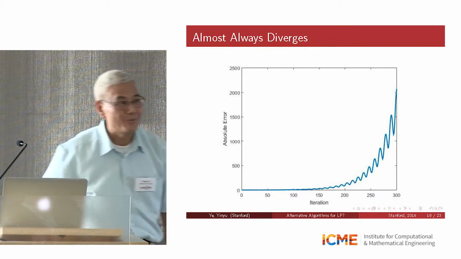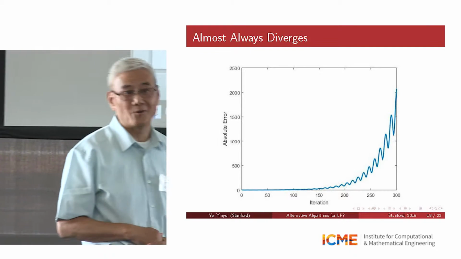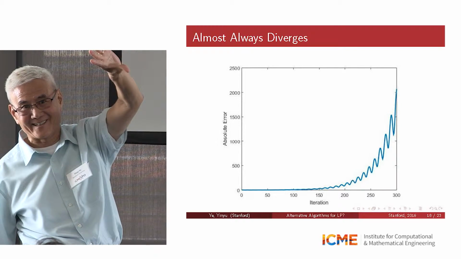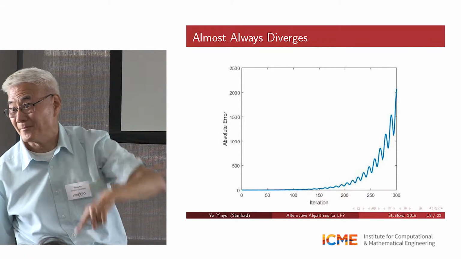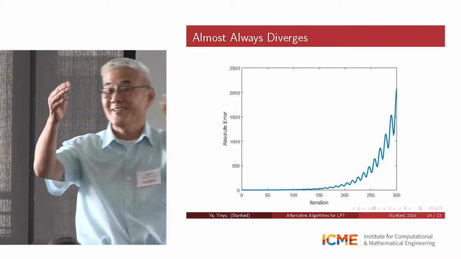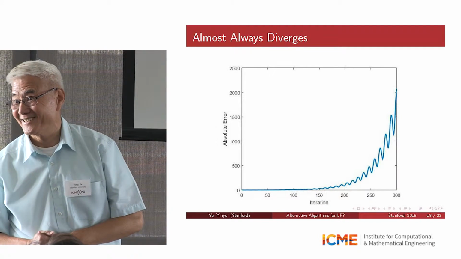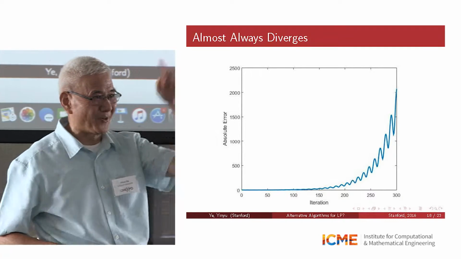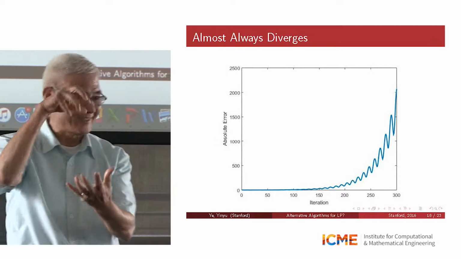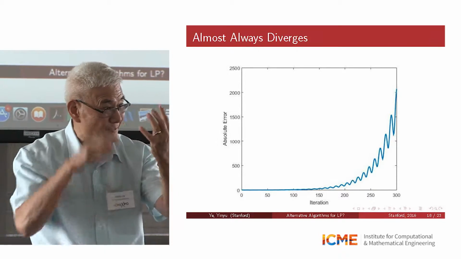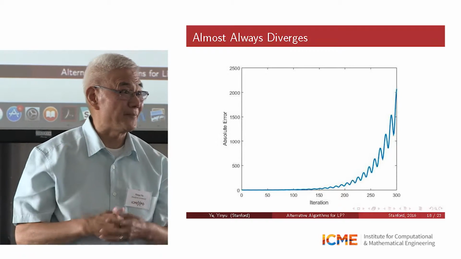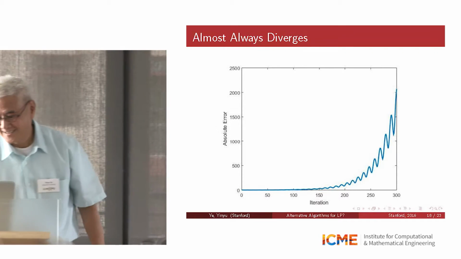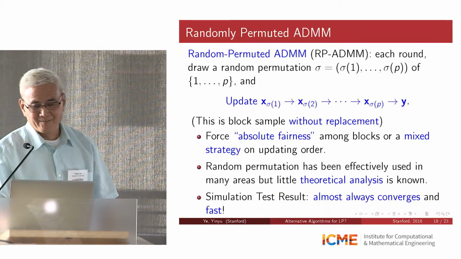However, we did find a good cure to overcome this difficulty. Remember my update first, update second, update third? I always follow that same order. What about randomizing the order in each run? Everybody understand what I'm saying? Among those blocks, I randomly select one to update first, and then the remaining ones I randomly select, which is called sampling without replacement. Now it works, at least numerically it works.